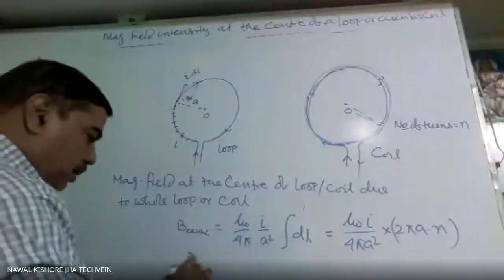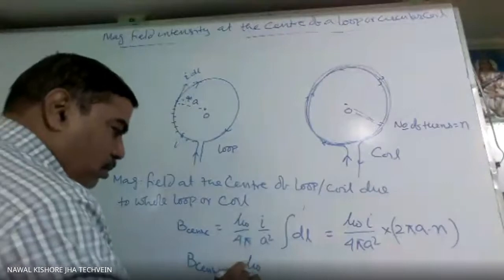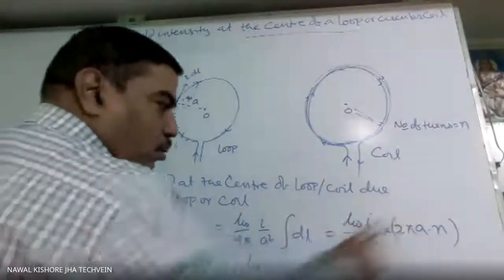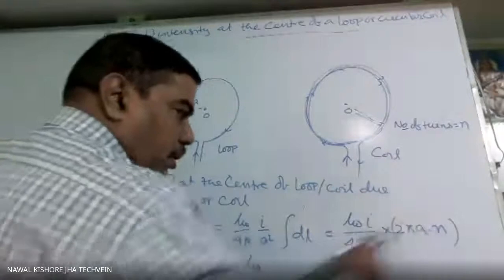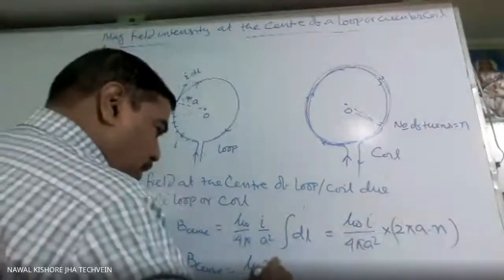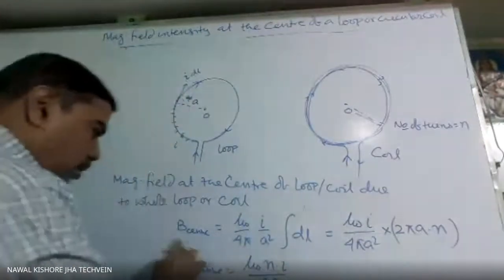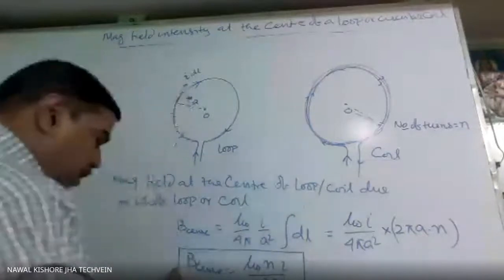So this B at the center will be mu naught, 2 pi, 2 times A cancel. So mu naught N I over 2A. This is the magnetic field at the center of the coil or loop.